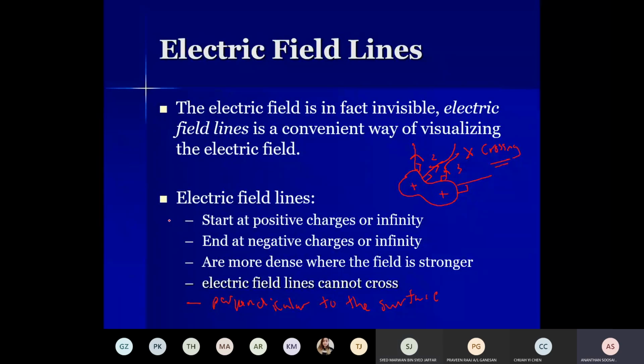So, start at positive, end at negative. More dense, if the field lines are very close by, then we say the field is stronger. And when the field lines are further apart, we say the field is weaker. The last point, something new for you: perpendicular, and field lines cannot cross. Any questions from this slide? Make sense?